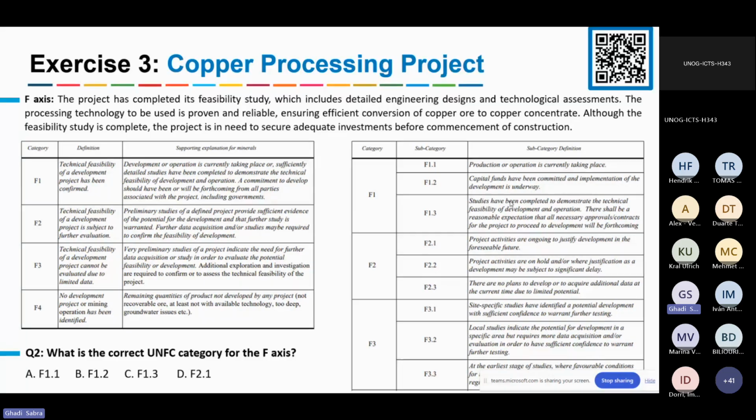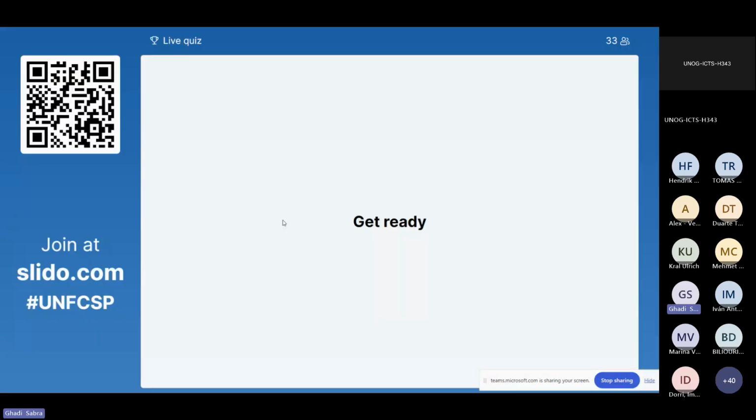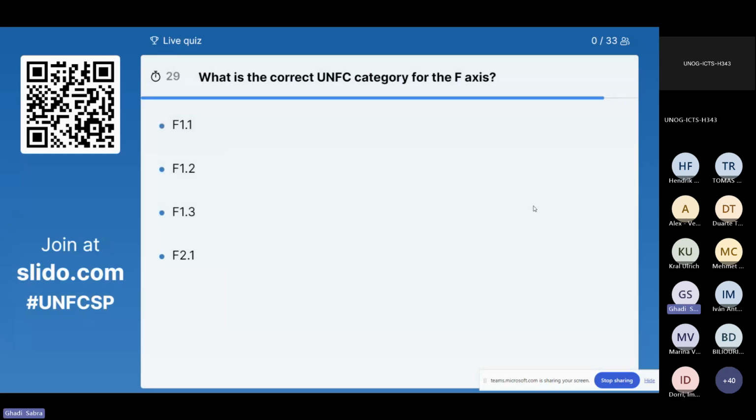So what is the correct category for the F-axis? According to UNFC, is it 1.1, 1.2, 1.3, or 2.1? Here I suggest we go a bit into the subcategory details. 1.1: production taking place; 1.2: capital funds have been committed; 1.3: studies have been completed to demonstrate the technical feasibility and operations; or 2.1: activities are ongoing to justify the development. Let's see what everyone has to answer. Is it again 1.1 on production, 1.2, no capital funds have been allocated, or 1.3, or 2.1?